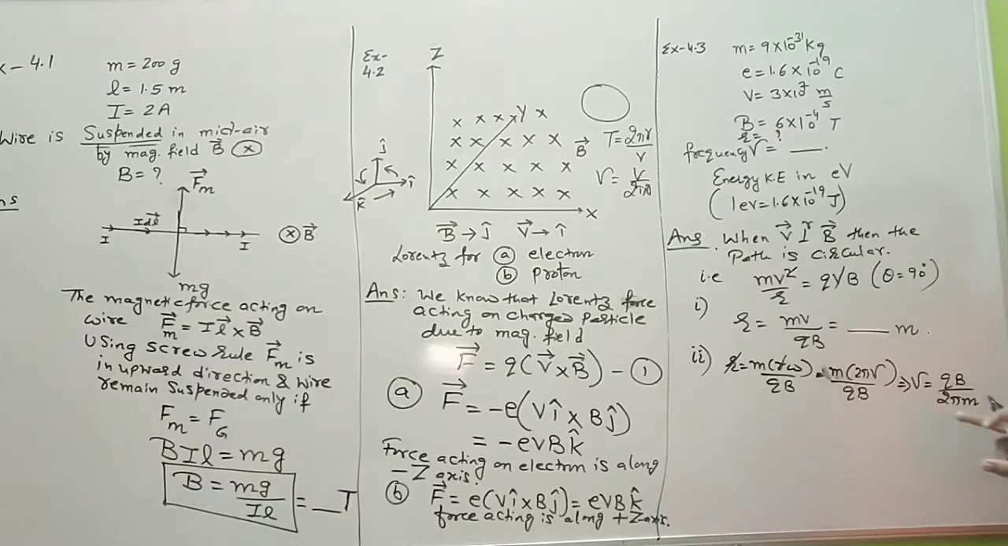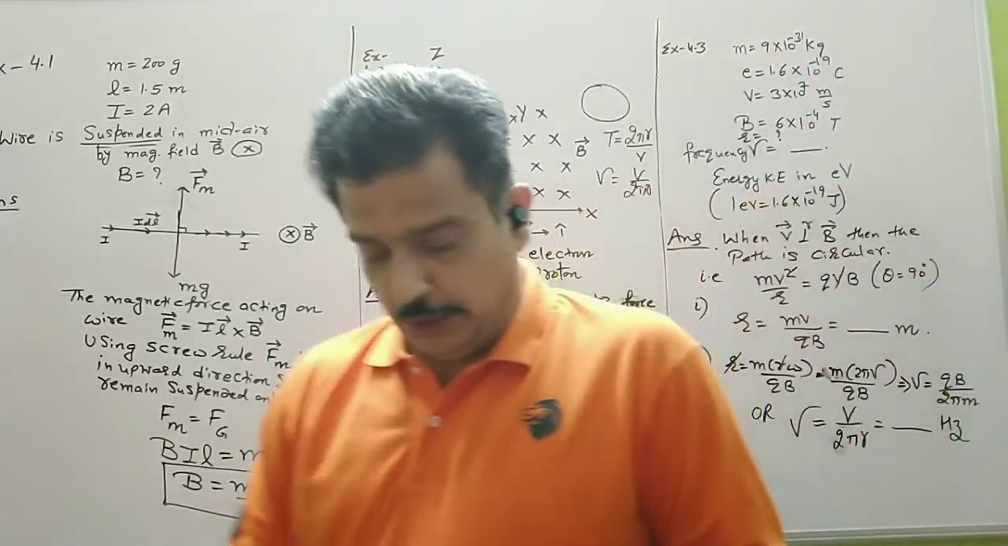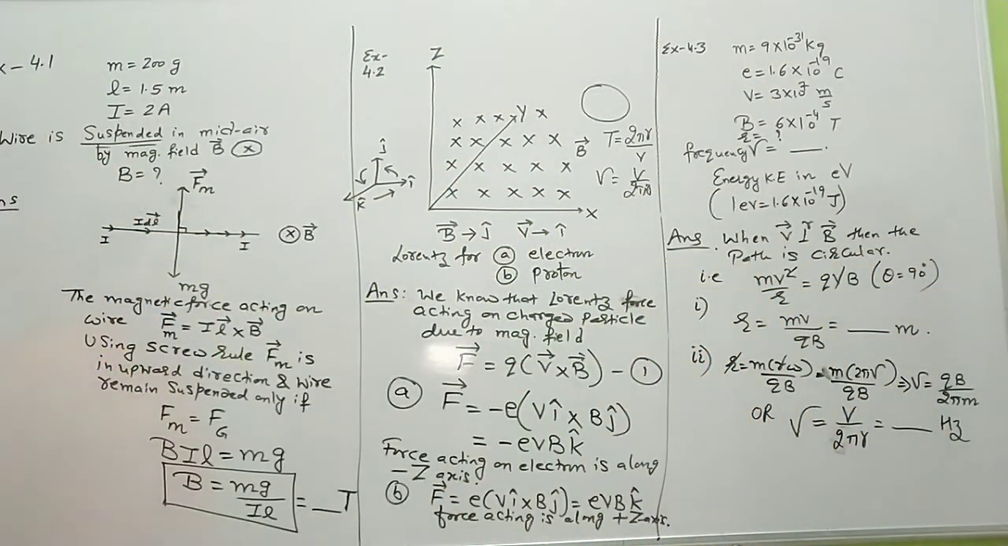So here either you use this formula, or frequency can be equal to speed, that is V divided by 2 pi r. So V is given, R you have already found. You substitute this value, so this will be the frequency, the unit will be the hertz. So you can use either of these two formulas.